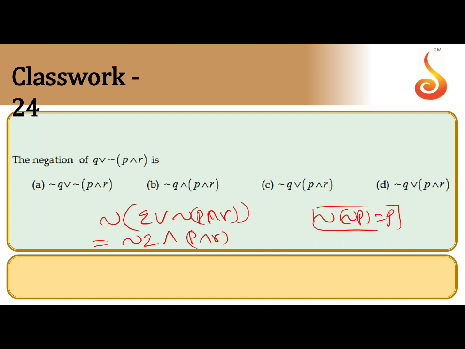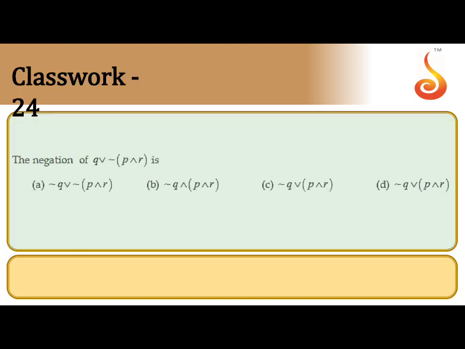So first, negation of Q, the opposite of OR is AND. The negations cancel, this one comes. So look at the options, which option matches with this AND and negation of Q? Option B is correct. That is the only answer. I hope you understand here. Check the answer. Option B is correct only.